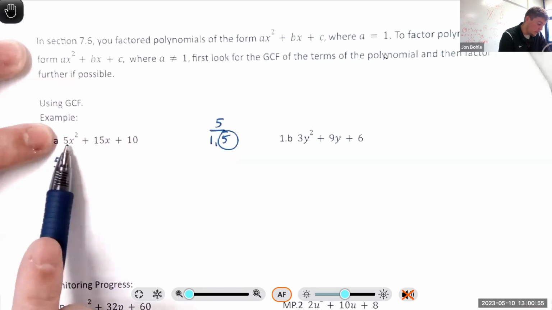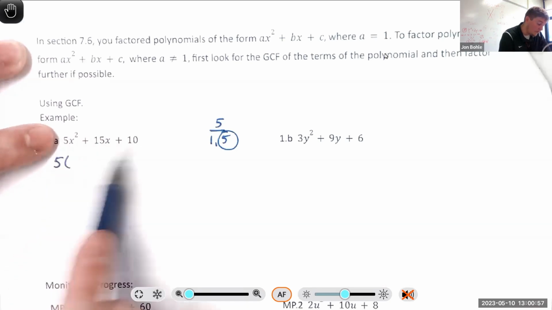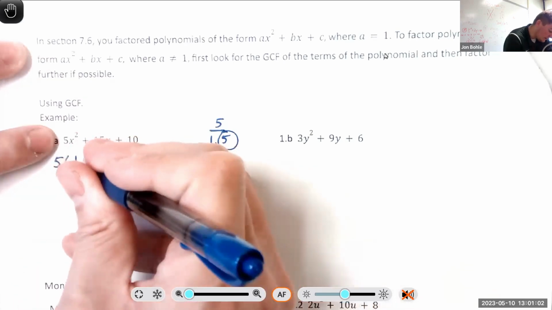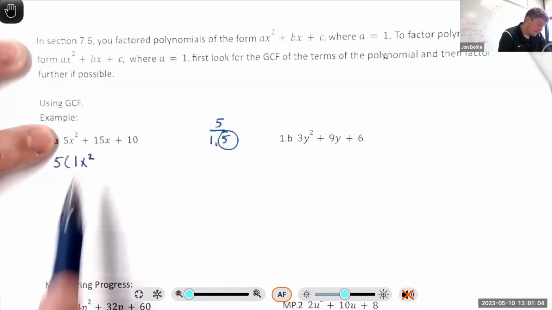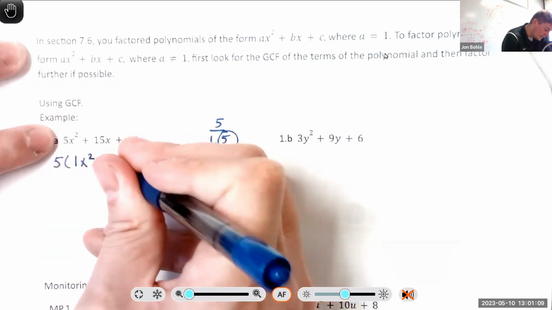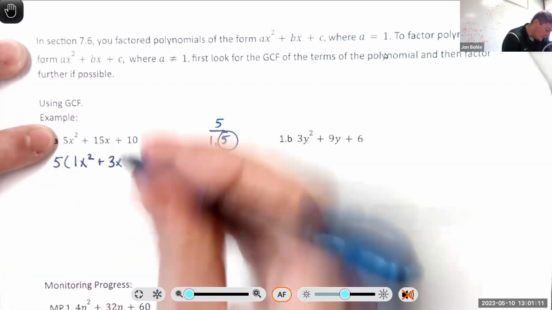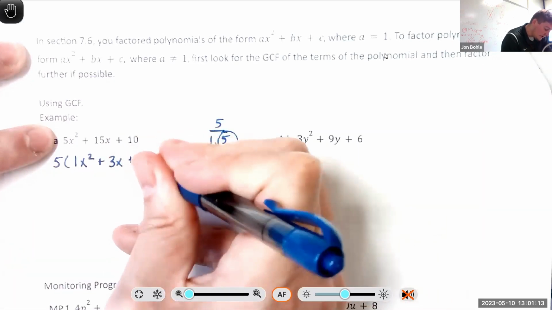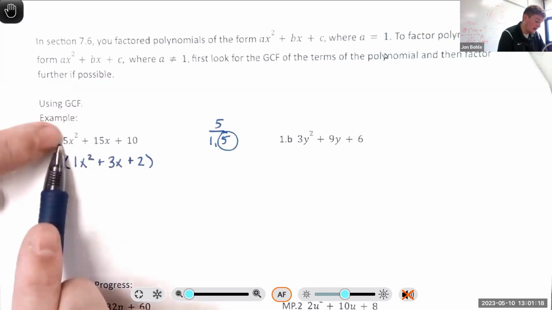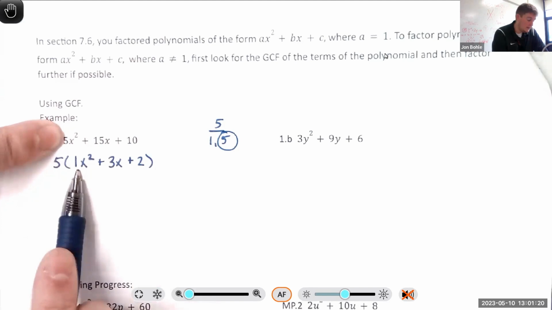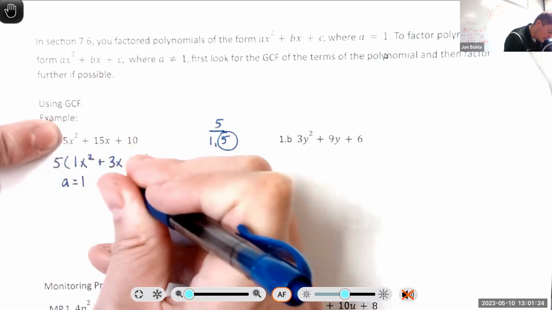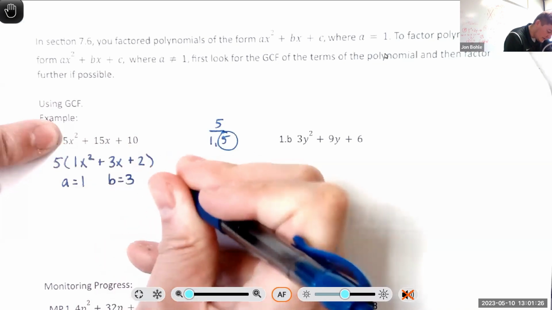Then to figure out what's going to be left over if I divide a 5 out, 5x squared divided by 5 would be 1x squared. 15x divided by 5 would be 3x. 10 divided by 5 would be 2. Okay, so then what you want to check is that this changes my a value. My a value went from being 5 to now being 1. So I can check: my a value is 1, b value is 3, c value is 2.